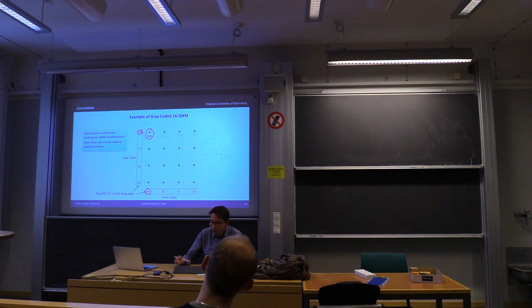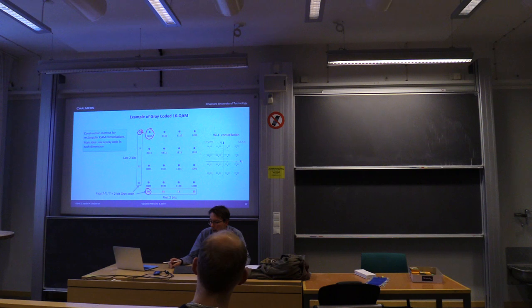Okay, and then the next one, here, we pick the first 2 bits from here and the second 2 bits from here, and then we continue to do this. So we fill out the constellation like this. And just to put up the Wi-Fi constellation that we talked about earlier, you see it's exactly this mapping that's done in Wi-Fi.